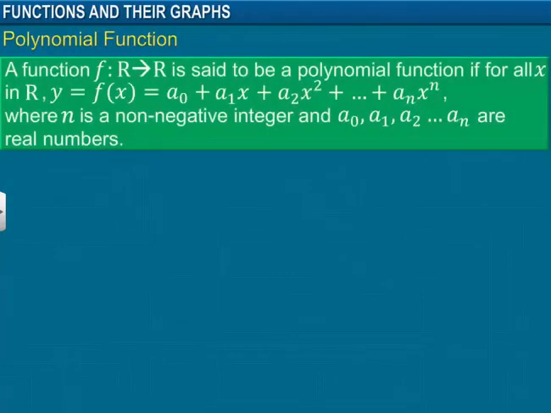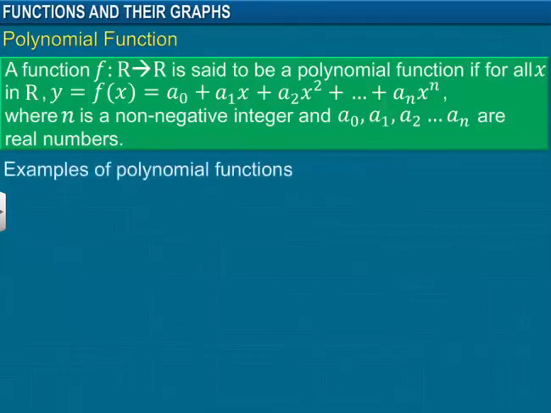A function f from R to R is said to be a polynomial function if for all x in R, y is equal to f of x, which is equal to a0 plus a1x plus a2x squared plus so on up to anx raised to the power of n, where n is a non-negative integer and a0, a1, a2 and so on up to an are real numbers.